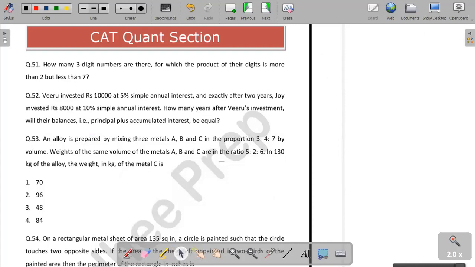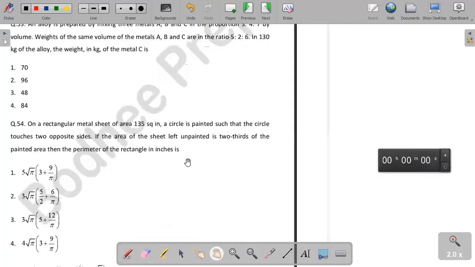An alloy is prepared by mixing three metals A, B, C in the ratio 3, 4, 7 by volume. Weights of the same volume of the metals are this, in 130 kg of alloy. So if one volume weight is this, I multiply it: 18 and 42 in 130 kg of alloy, that is 48 plus 50, 65, and I will double it. So 30, 16, and 84. Fine. The metal C would be 84, so 84 should be the answer. I will literally solve it very fast, and this is not the question you should spend time on.